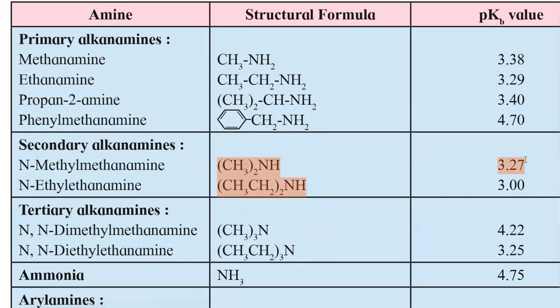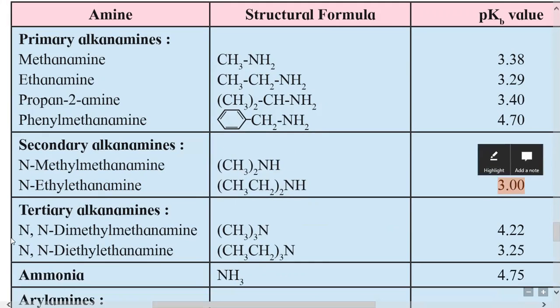This dimethylamine has a pKb value of 3.27. It is more basic than any primary amine. Then one more example is N-ethyl ethanamine, that is diethylamine. Its pKb value is 3. It is again a stronger base.